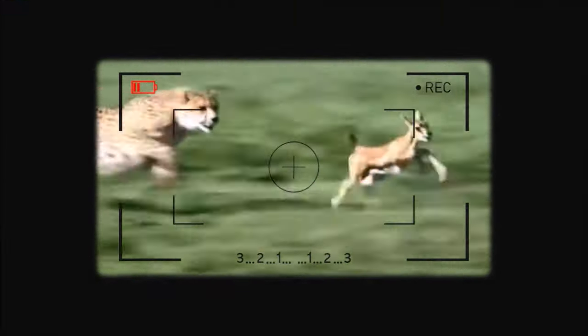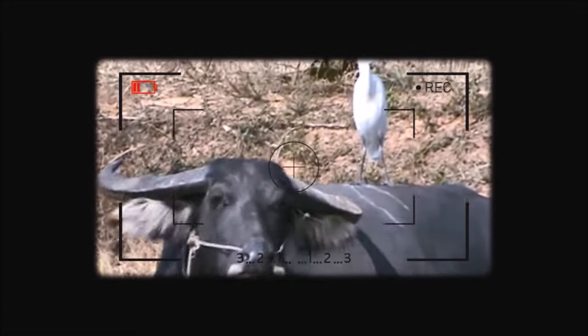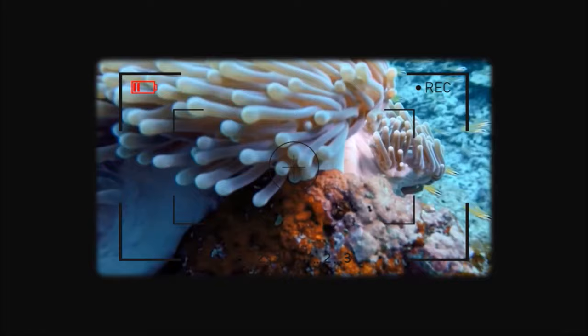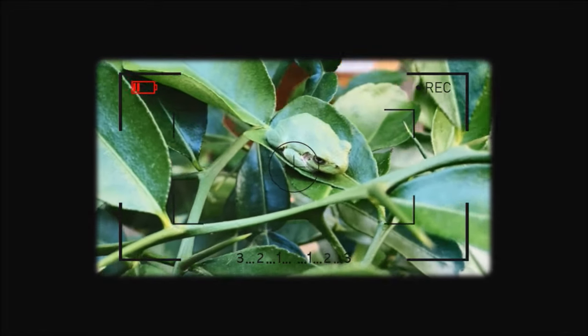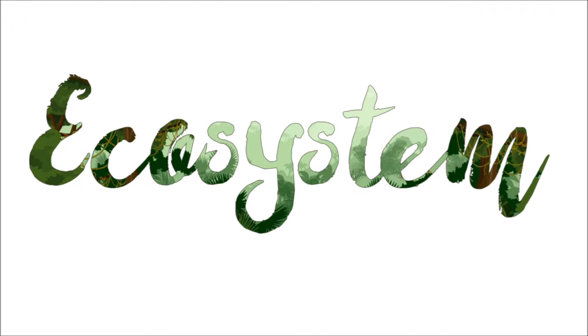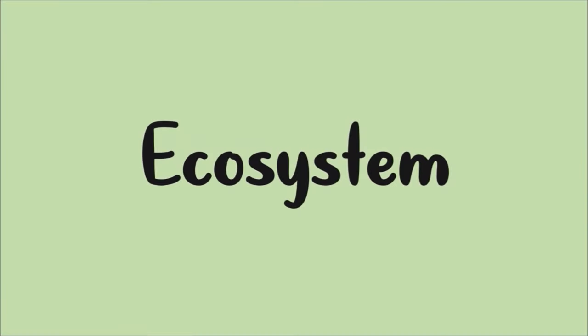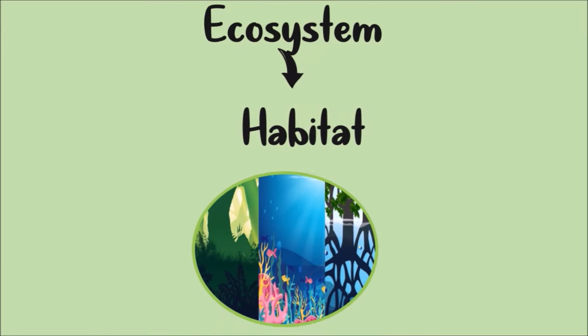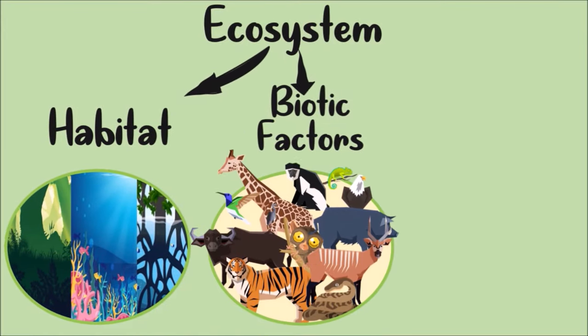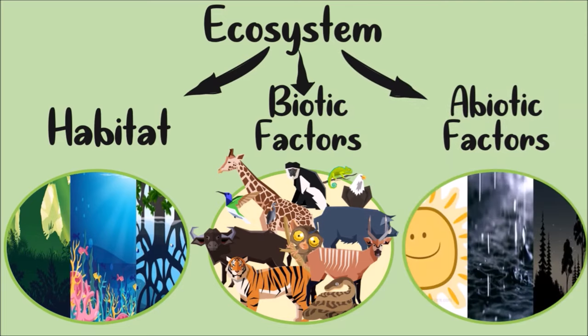They form relationships with other living things and with non-living things in their habitat or home in order to survive. These living and non-living things together form an ecosystem. What is an ecosystem? An ecosystem is composed of a habitat where organisms live, biotic factors which comprise all living organisms, and abiotic factors which include the elements of the physical environment.